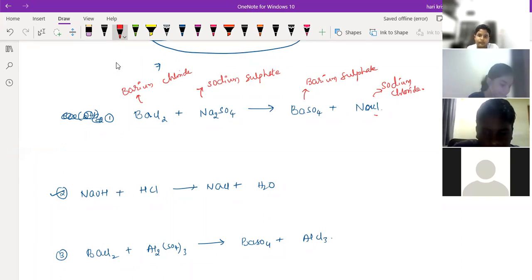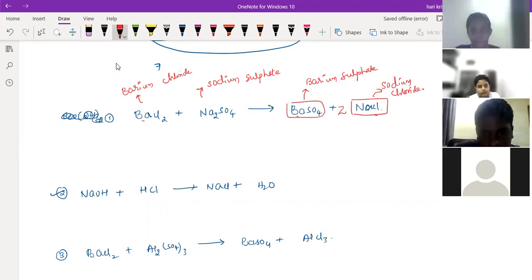Okay, now check it. Barium 1 and 1 is there, so it is balanced. Chlorines 2 are there, but here chlorine only 1 is there. So what have to do? Keep 2 before it, outside the box. Right? Now how many sodiums are there? So now it's balanced. 2 sodiums are there, again 2 sodiums. So everything is balanced.